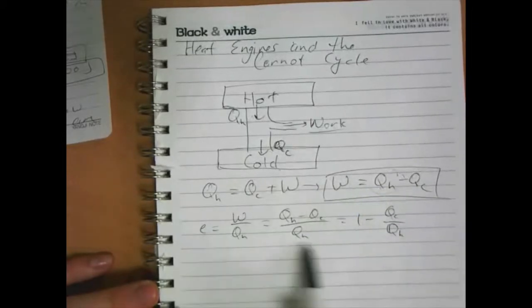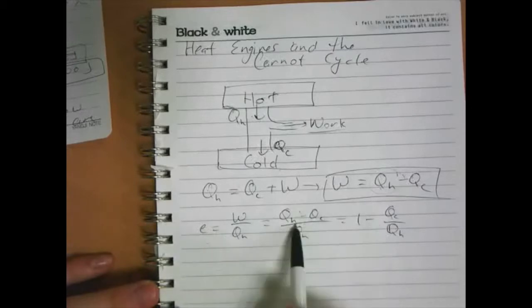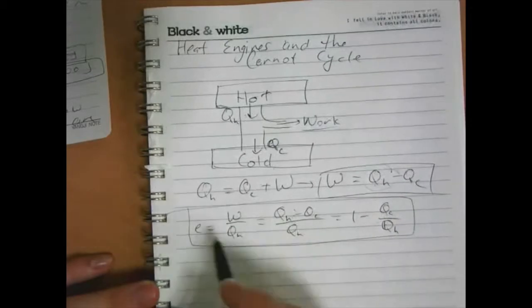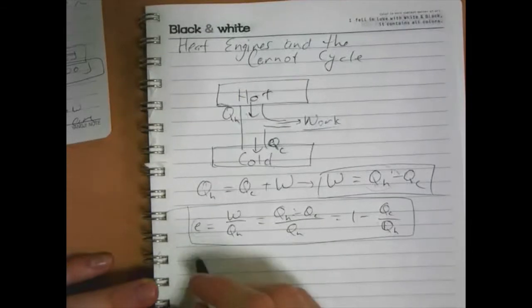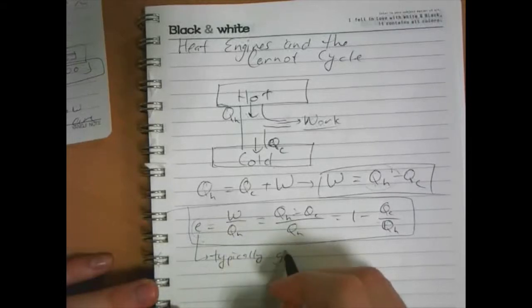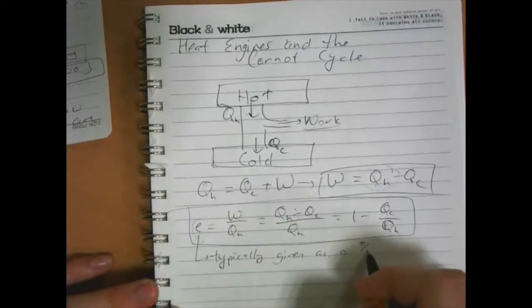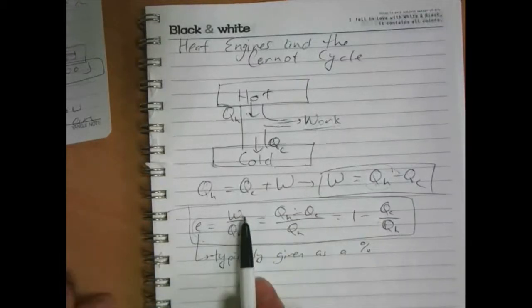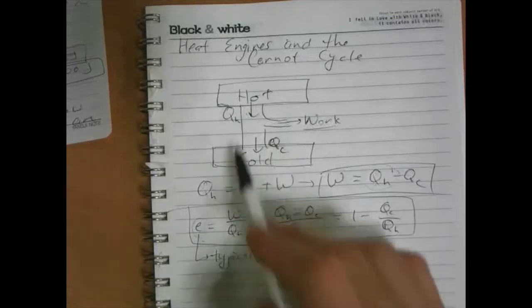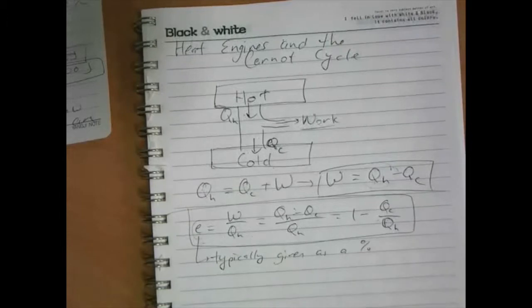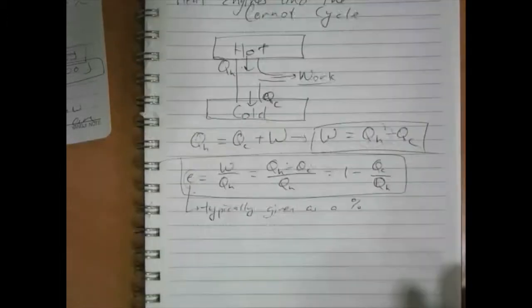And these two are exactly equivalent, and depending on the situation, one or the other might be better than the other. The efficiency is typically given as a percent. So say if an engine is 35% efficient, it means however much energy comes out of the hot reservoir, 35% of that ends up being converted into mechanical work.